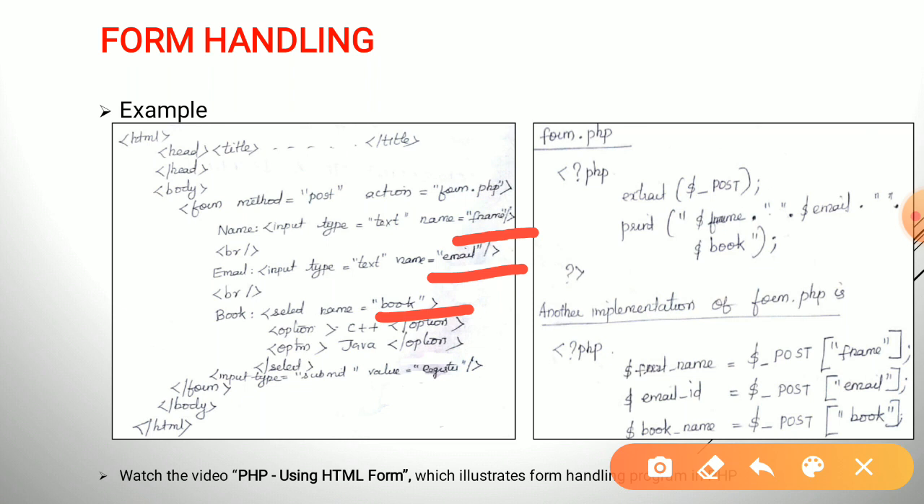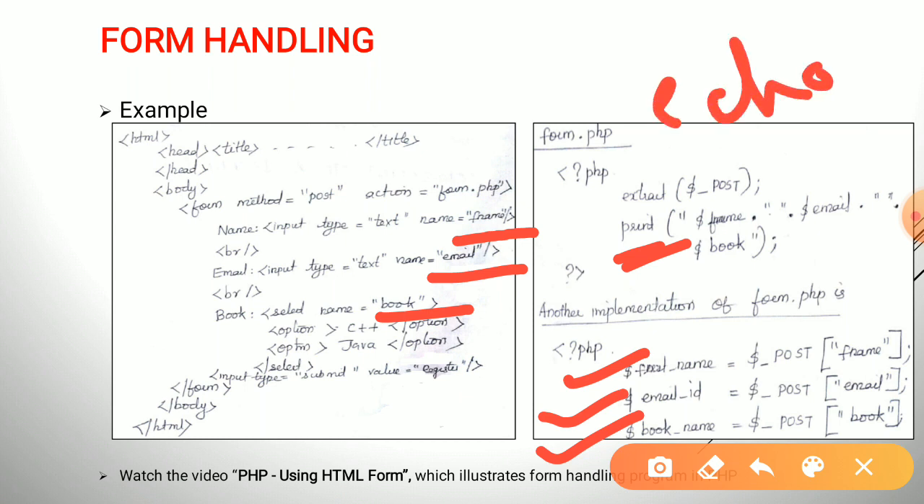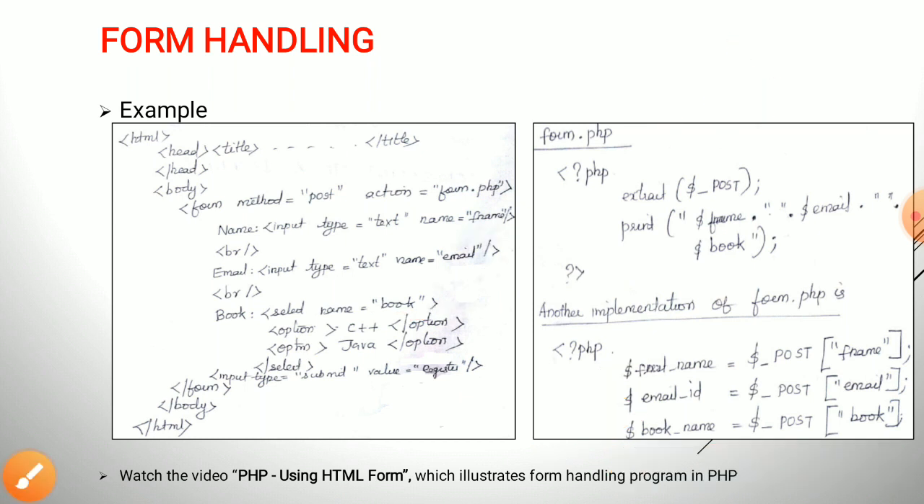Okay, another implementation of this form.php is we can individually access the form elements, and we can assign those values to different variables, and we can print those values. Okay, so here we can print $firstname, $emailid, $bookname. We can print those values either using print or echo statement. Okay, now you can watch the video titled PHP using HTML form, that's available in the playlist, which illustrates form handling program in PHP.